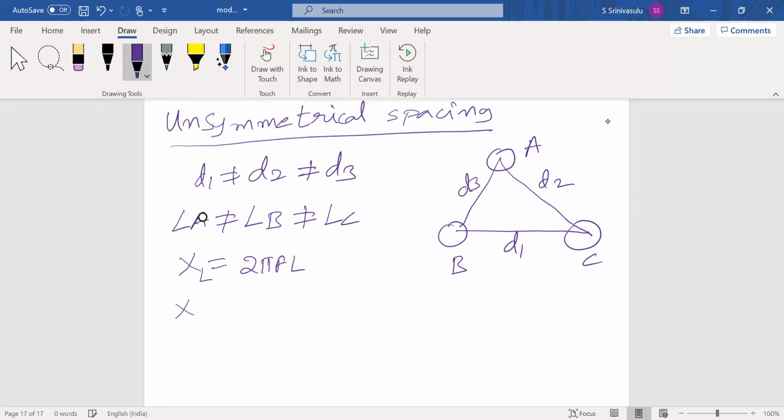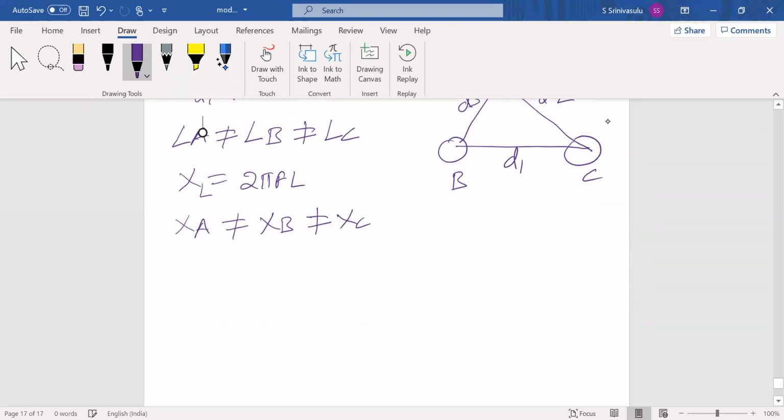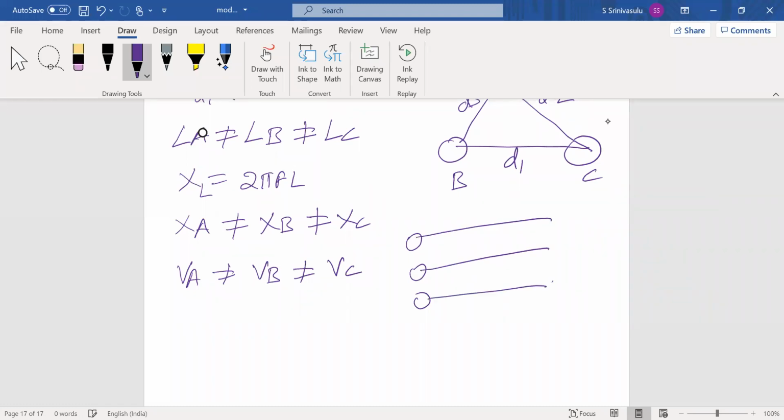Similarly, the inductive reactance of conductor A is not equal to the inductive reactance of conductor B, is not equal to the inductive reactance of conductor C. Means when the reactance is also not equal, what is the voltage drop? The voltage drop in conductor A is not equal to the voltage drop in conductor B, is not equal to the voltage drop in conductor C. When the voltage drops are not equal, at the receiving end side, suppose I am sending the power from this sending end to the receiving end side.